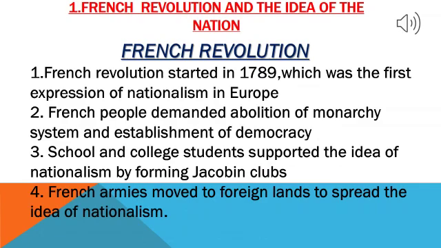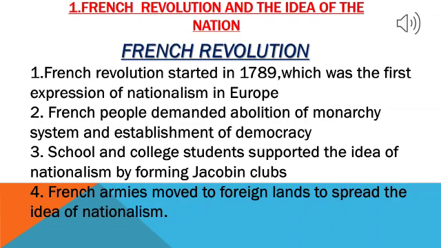Let's start with the first topic, children, the French Revolution and the idea of the nation. The French Revolution started in 1789, which was the first expression of nationalism in Europe. The French people demanded the abolition of the monarchy system and establishment of democracy. Children, you had read in class 9 history, first chapter, the French Revolution.